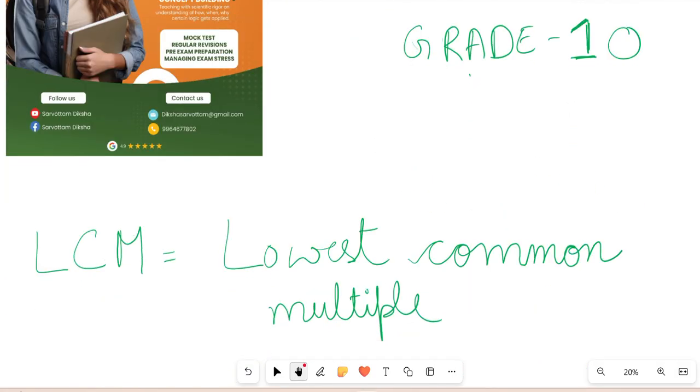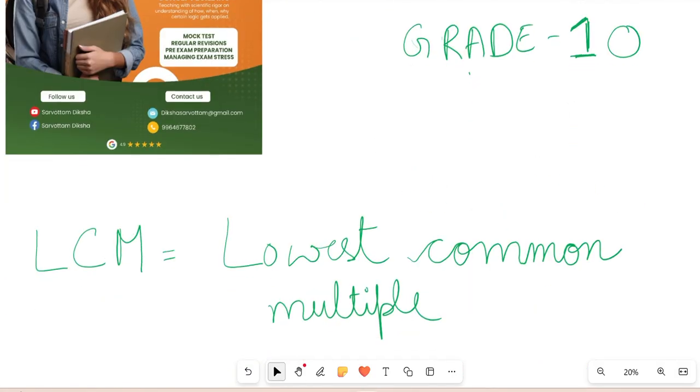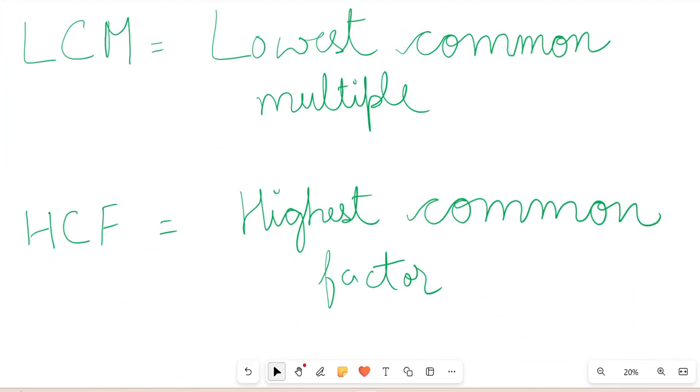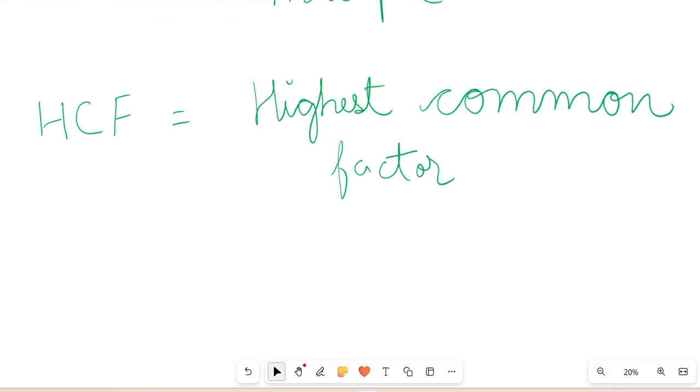What is LCM? LCM is nothing but lowest common multiple, the smallest number which will be divisible by two or more numbers. HCF is highest common factor, the biggest number which can divide two or more numbers. Now, how to find it?